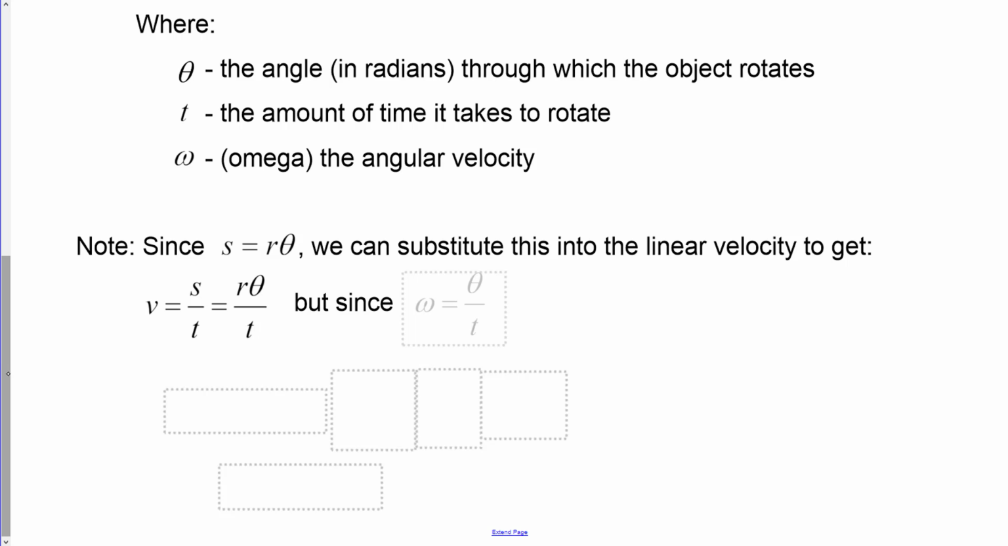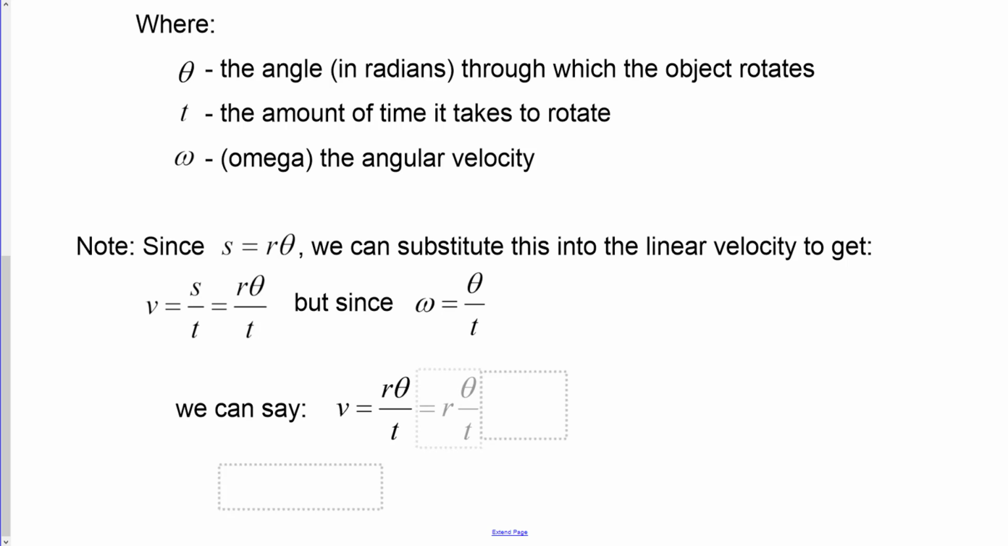But since omega equals theta divided by t, we can say that velocity equals r times theta over t, which is equal to r times omega. So velocity is equal to the radius of the circle times the angular velocity. So linear velocity and angular velocity are related by the radius of the circle.